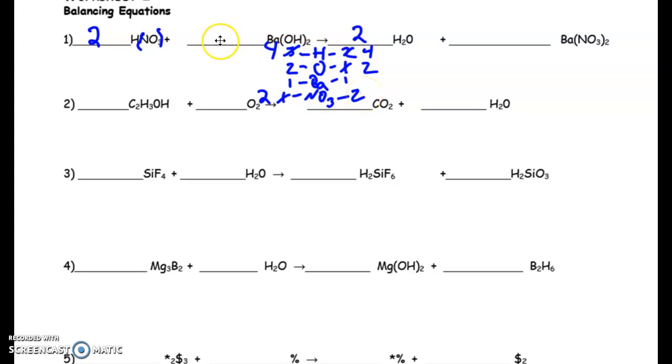Now, you can either leave these blanks, or you could put a 1 there. I'm going to leave it blank because if we've written the formula, we know that it appears once. If we put a coefficient more than 1, then we know that we have more than 1 of that. So we've balanced that equation.